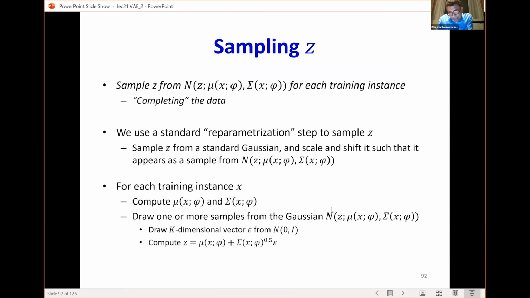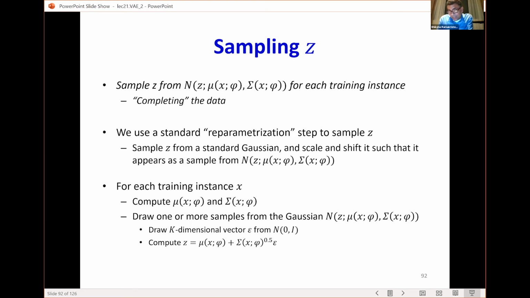Then I'm going to draw one sample from this by first drawing. So again, I know that this is a k-dimensional Gaussian, right? So I'm going to first draw a k-dimensional vector epsilon from a standard Gaussian. Then I'm going to scale it by multiplying it by the square root of the covariance. So now it has the right spread, and to it, I'm going to add the mean. And that now gives me this new z, which is a sample from this Gaussian with mean mu and variance sigma. This making sense?